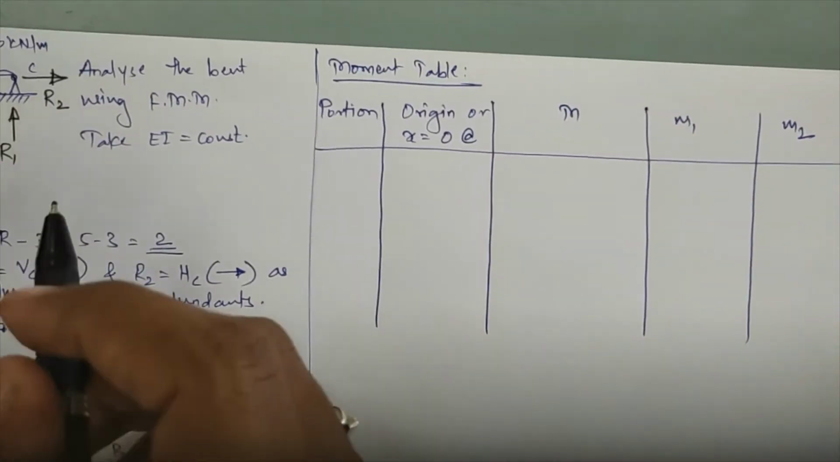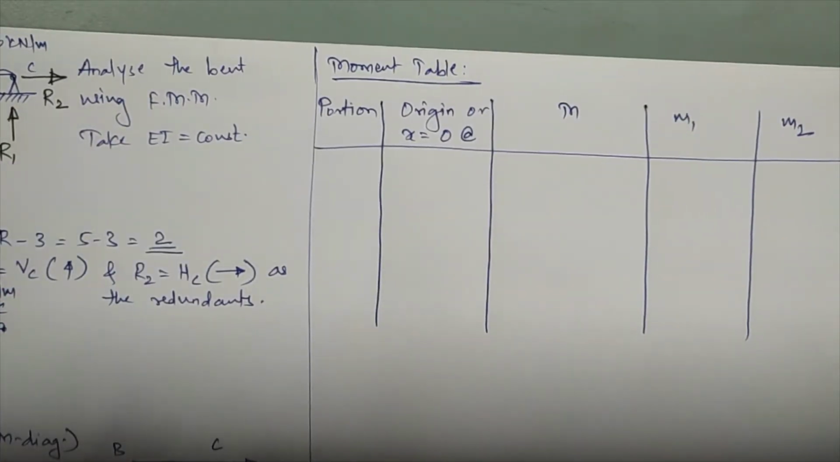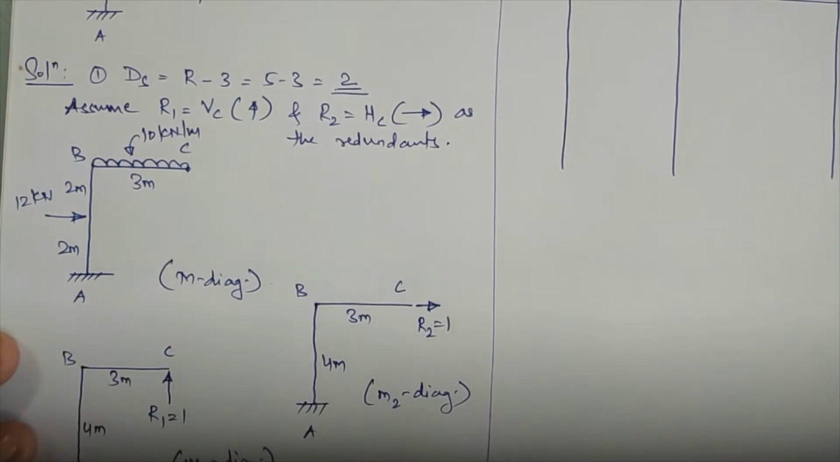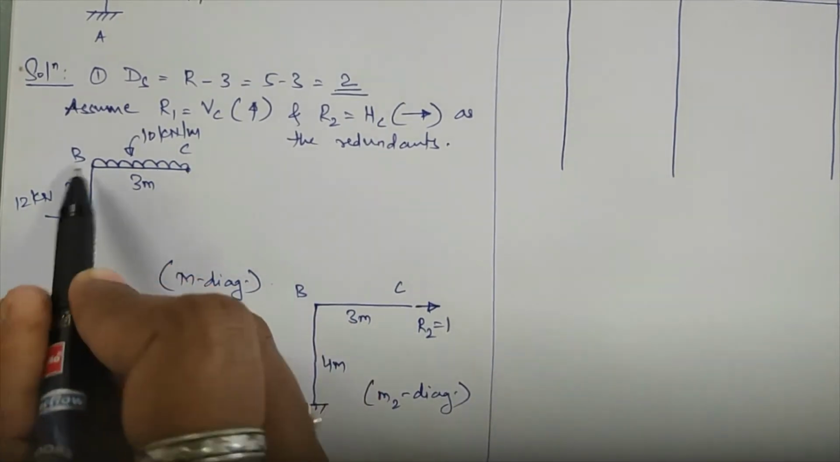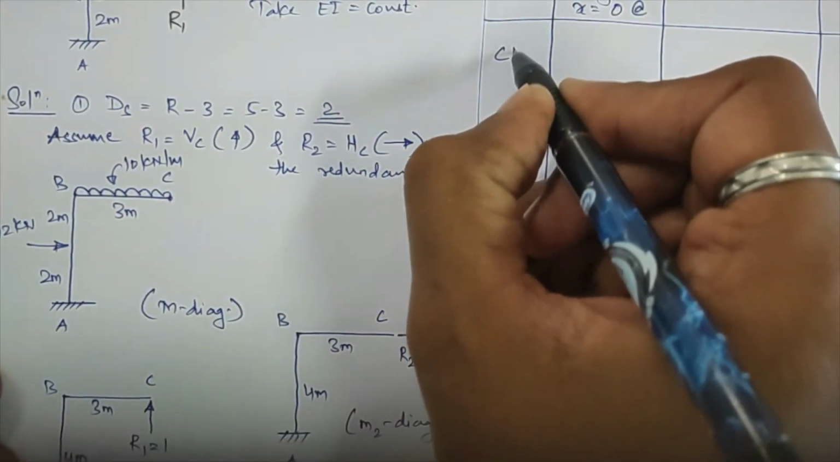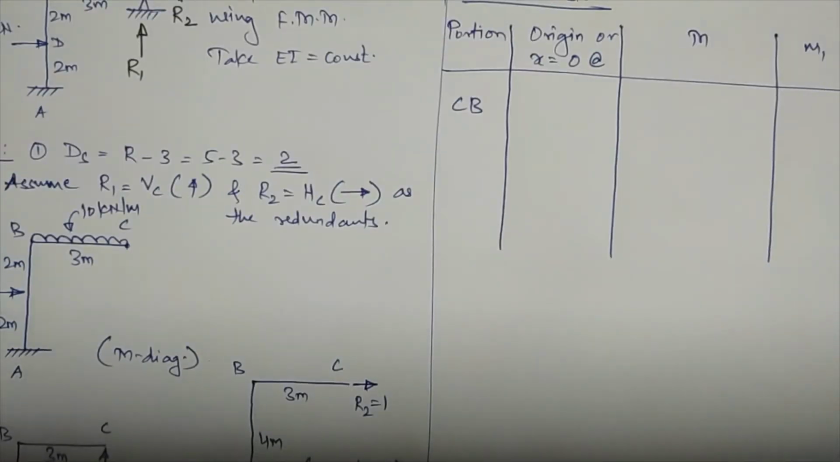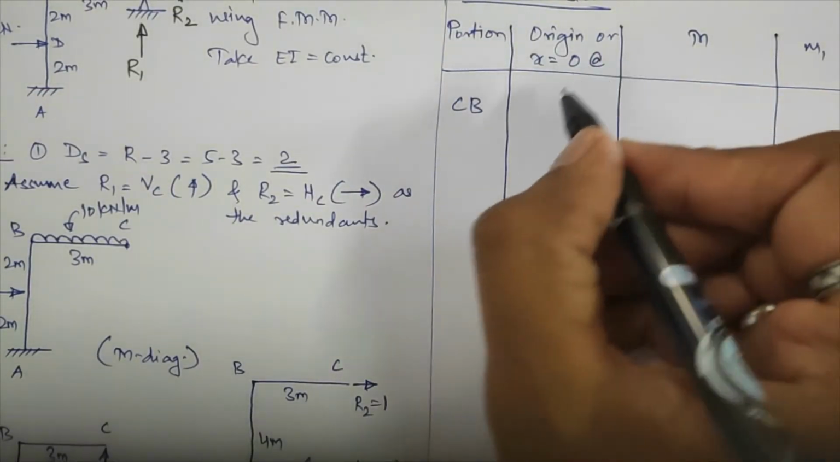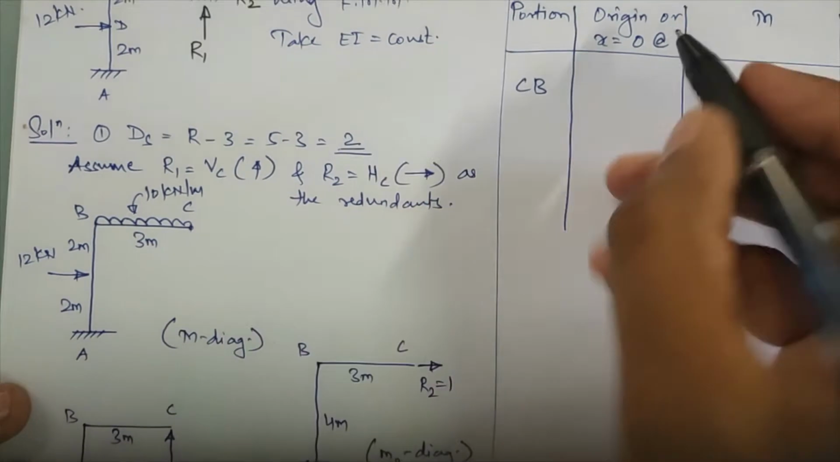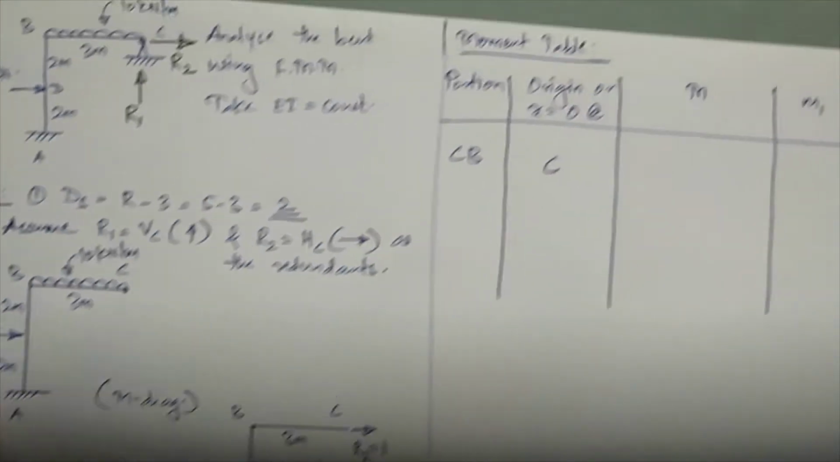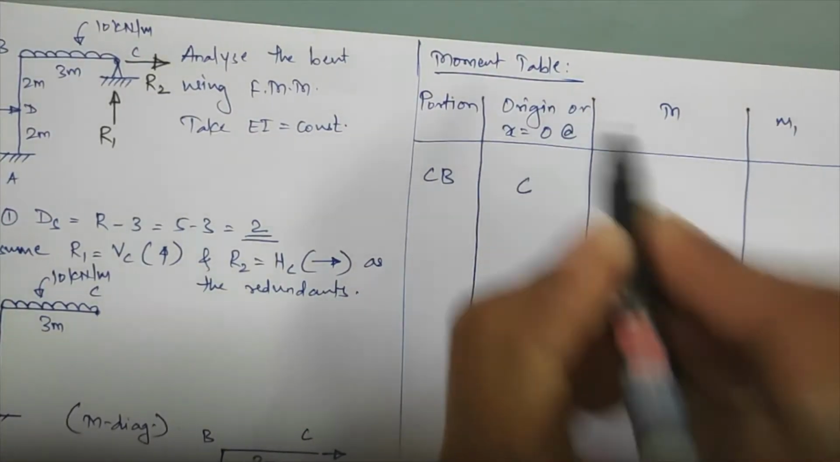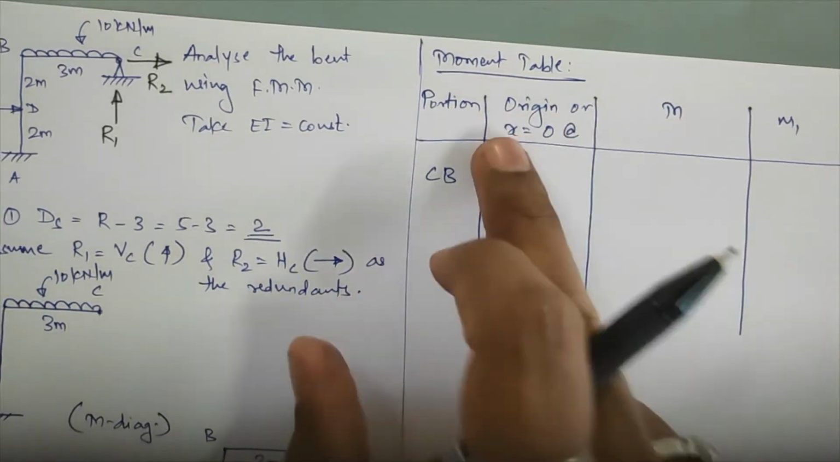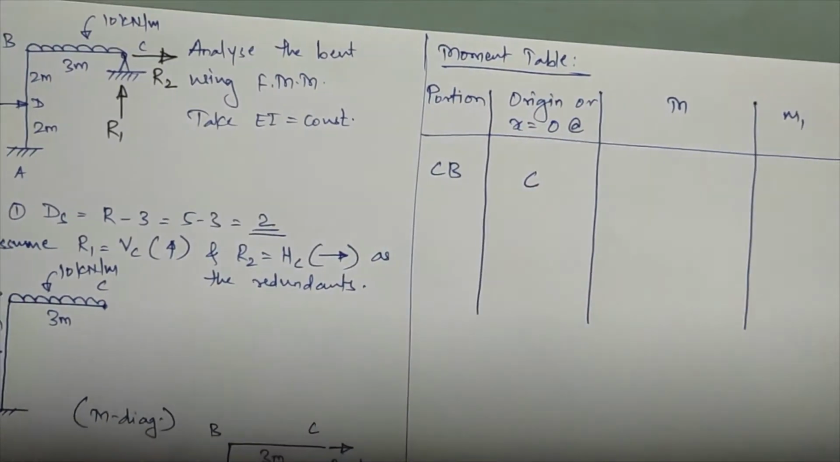Okay, now we'll start with the portions first. The portions will start from the free end, so the first portion which we'll consider is portion CB. Now the origin point I'll keep as the first point, that is C as the origin. That means the x value at point C will be equal to 0, origin or x equal to 0 at point C.